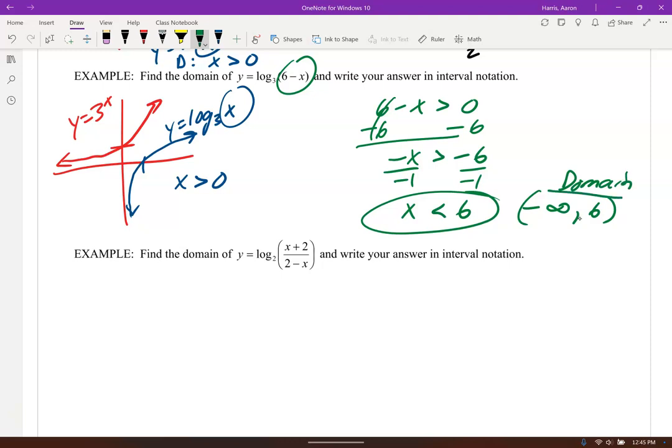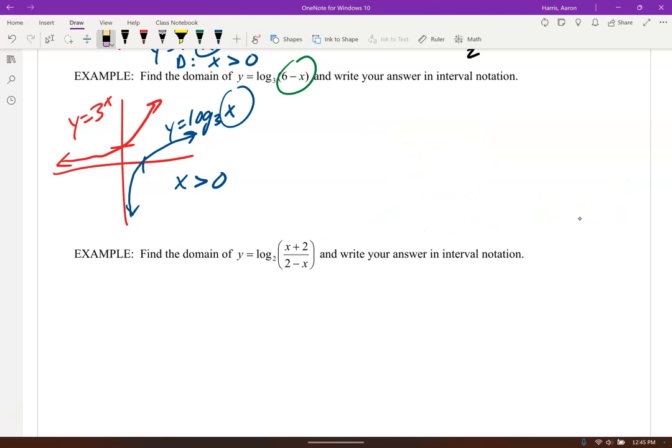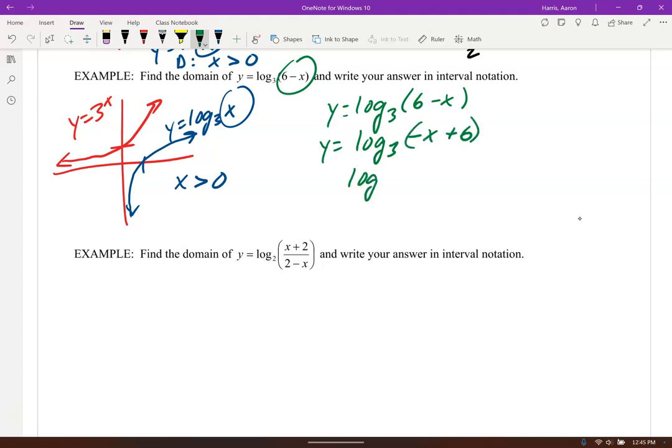Okay. Could you do this with transformations? Absolutely you could. If I erase this for a minute, let's think about this. This is log base 3 of 6 minus x. Let me write that as log base 3 of negative x plus 6. Let me write that as log base 3 of negative x minus 6. So the first thing is it reflects it about the y-axis, and then it moves it right 6.